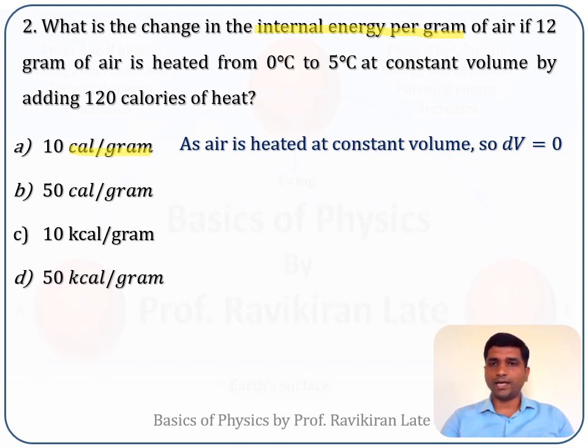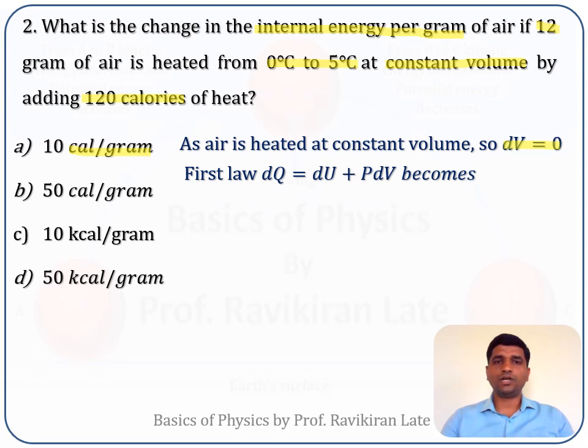It is given that 12 gram of air, which is the amount of substance, has its temperature increased from 0 degrees Celsius to 5 degrees Celsius, and the most important thing is that this process has been carried out at constant volume. As the air is heated at constant volume, the change in volume will be 0, so I write dV equal to 0. The amount of heat given to the system is 120 calories.